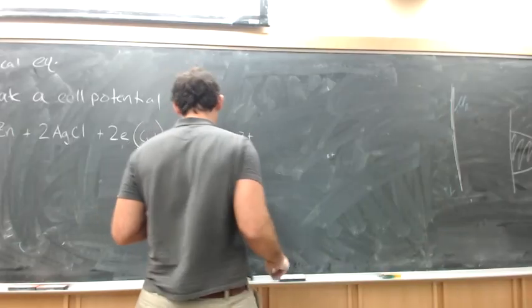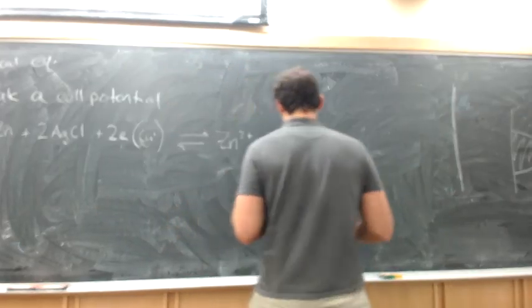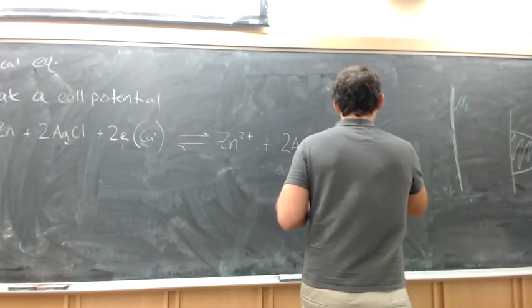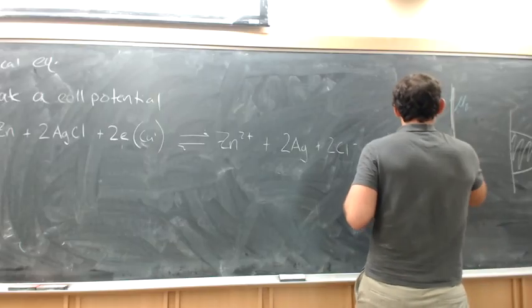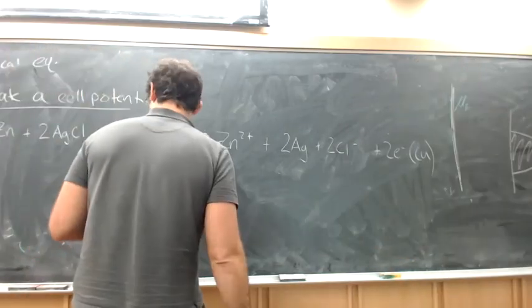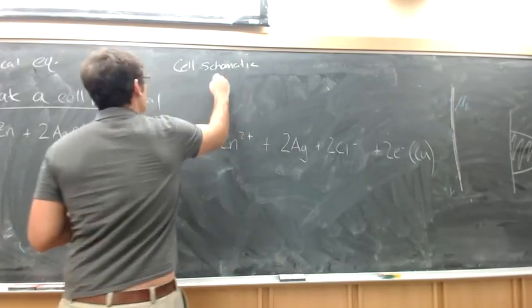It's going to be in an aqueous phase, plus silver metal in another silver wire, plus 2 Cl minus, plus 2 electrons in another copper wire. Notice that one is copper prime, this one is copper. We can write the cell schematic for this in a copper wire.